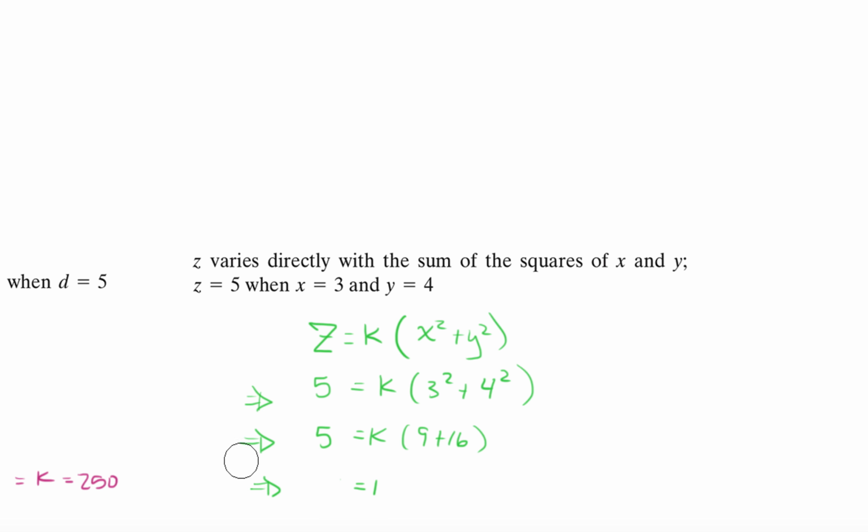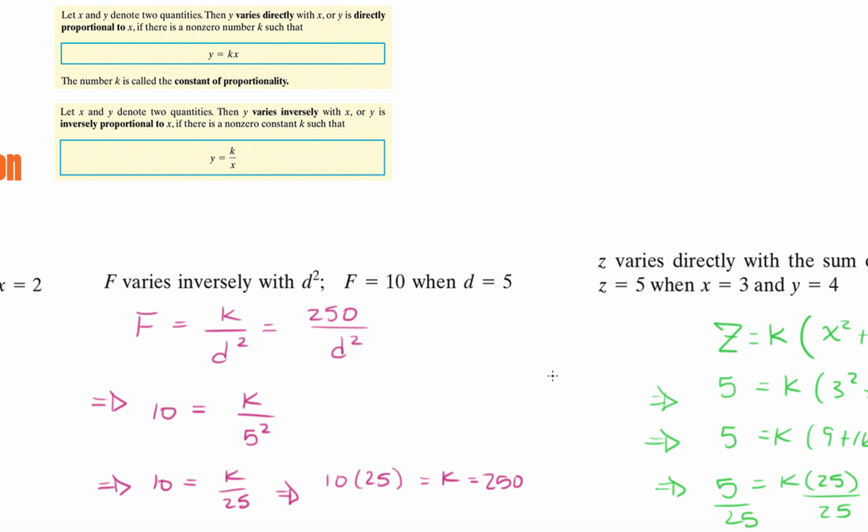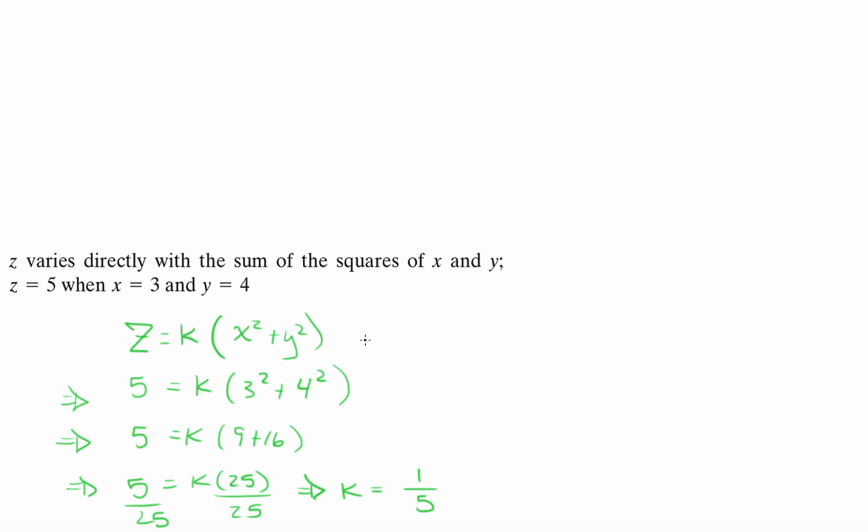I don't like that scribble there. It's hideous. Let me rewrite it. 5 equals k times 25. That means that k equals 1/5. Okay? Now let's see, is there any conditions for k? The only condition for k is that it's a non-zero number. So k can be a fraction. Therefore, this becomes 1/5 of x squared plus y squared.